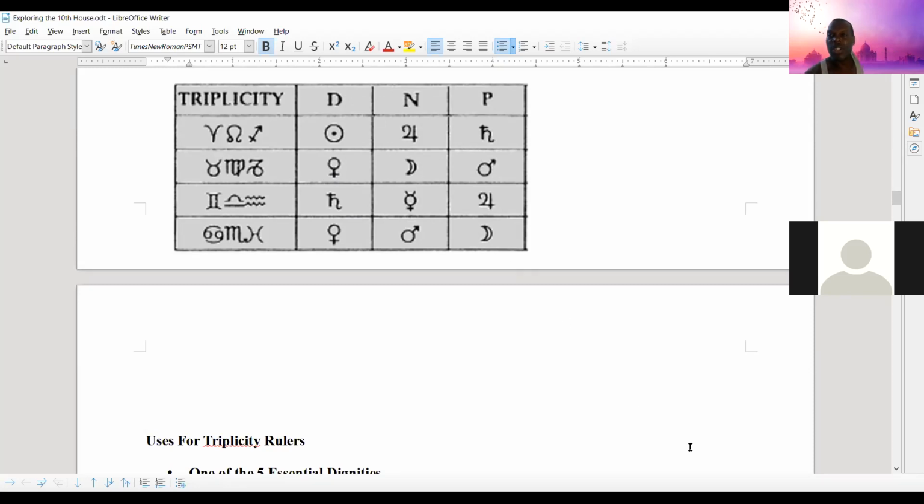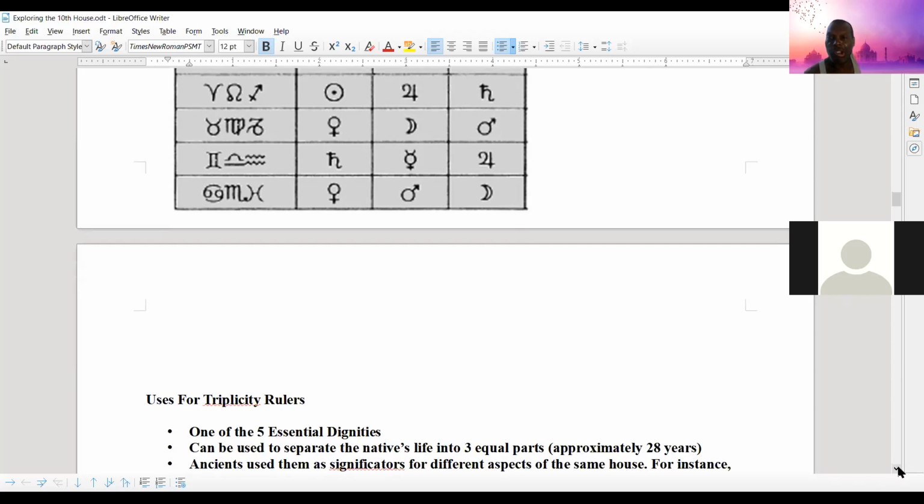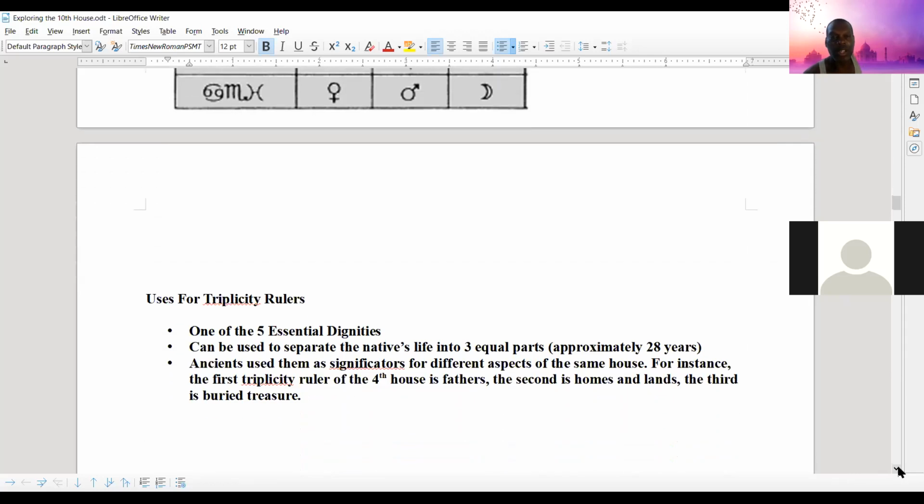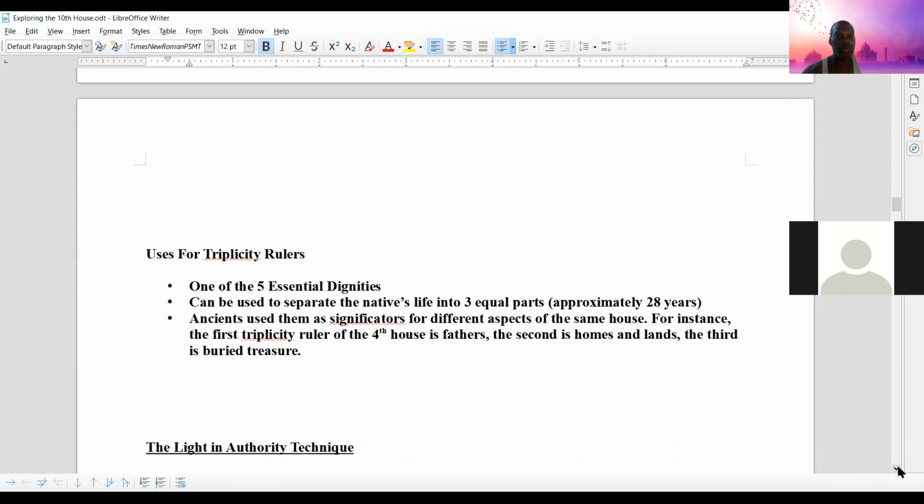So let's look at some of the uses. I sound like I'm drunk, but I promise you I haven't had anything to drink at all. I haven't had anything to drink in a while.